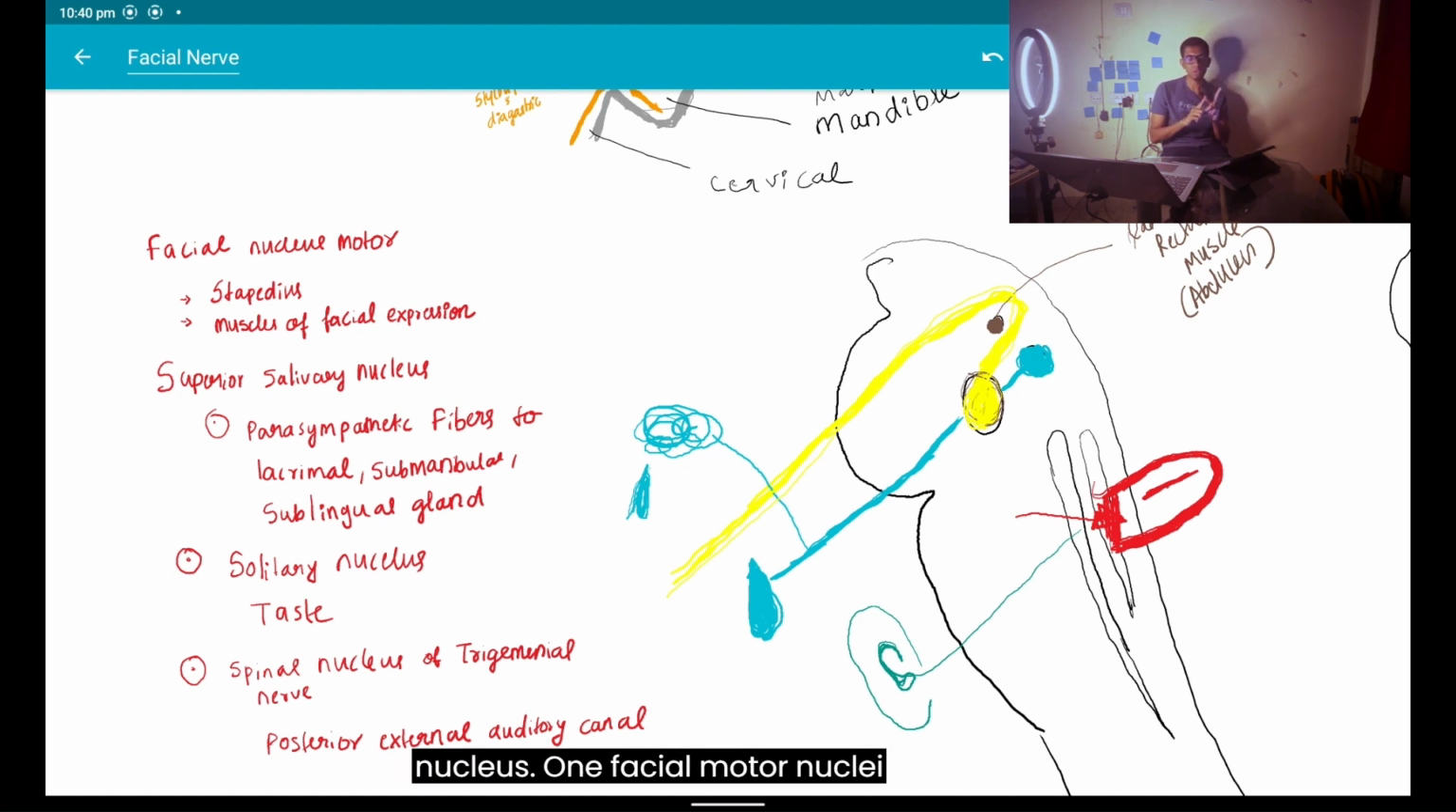Two nuclei: one facial motor nucleus, one superior salivary nucleus. The superior salivary nucleus is giving supply to three glands: the lacrimal gland, which is eye crying, submandibular, and sublingual. Right. So two nuclei are done.